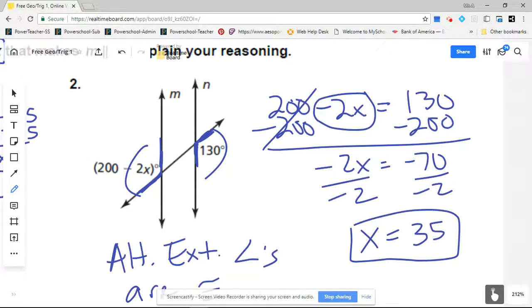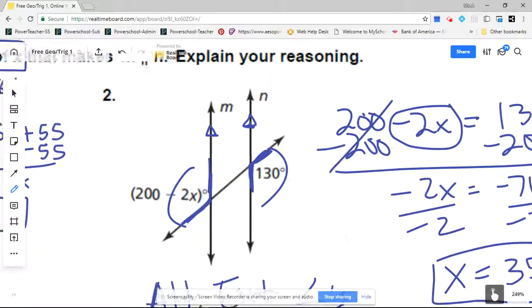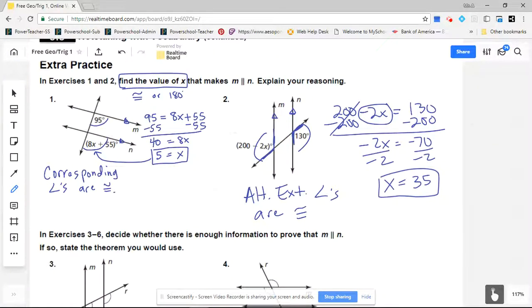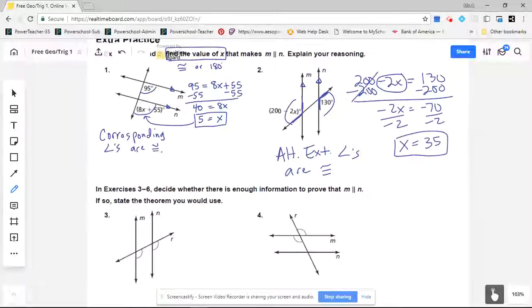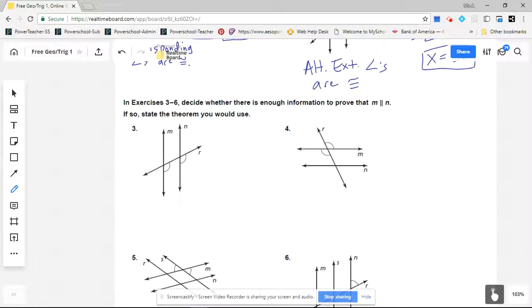value. So if x is 35, then you would be allowed to put the parallel line arrows on M and N because they have to be parallel if x is 35. If x happens to be a different number, then they're not parallel lines. They would be different angles. So you're going to have a couple of those to do tonight to find out what value of x makes them parallel. And then you'll have a couple where you just got to say yes or no. Yes, there's enough information. No, there's not.